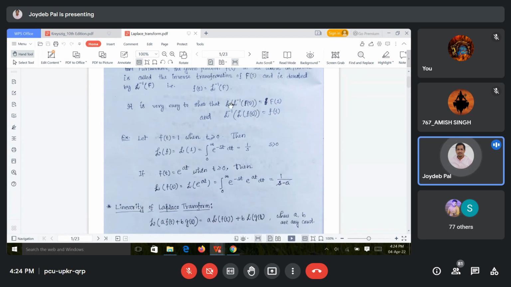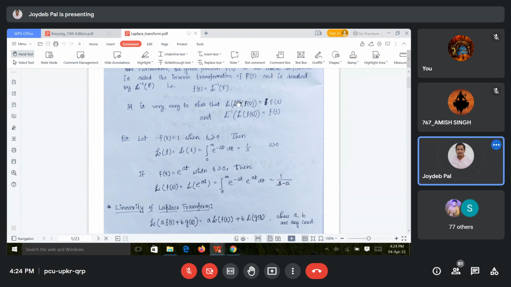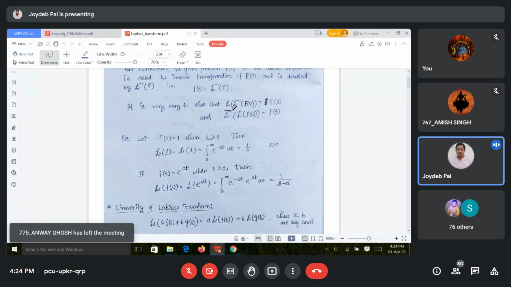See, now these are simple properties of the Laplace inverse, simple properties of a function. L of L inverse of capital F(s): what does L inverse become? Identity mapping. So L inverse of L of f(t) is f(t), small f(t), and L of L inverse of capital F(s) is capital F(s). So these are simple properties of an inverse function.